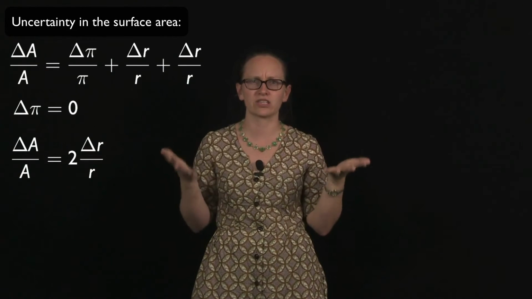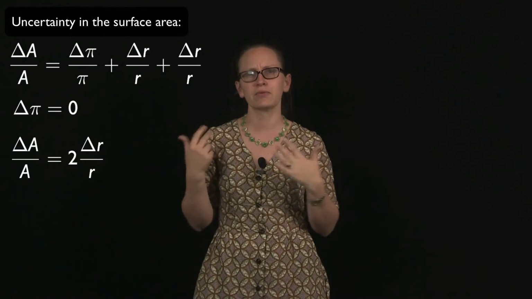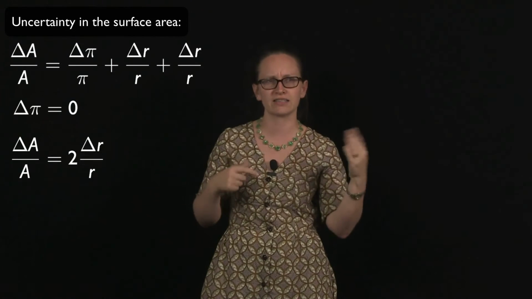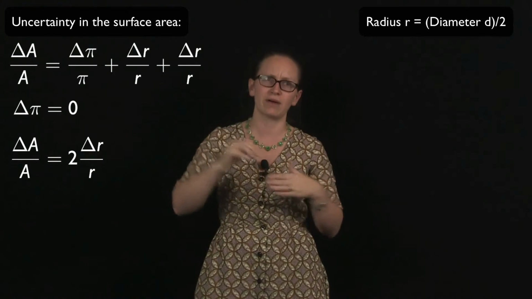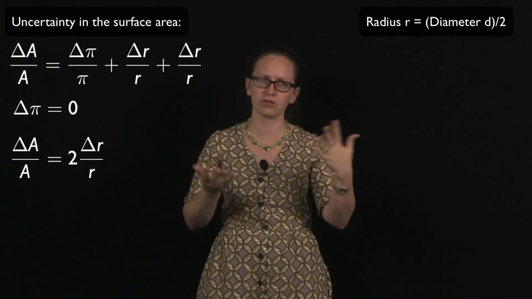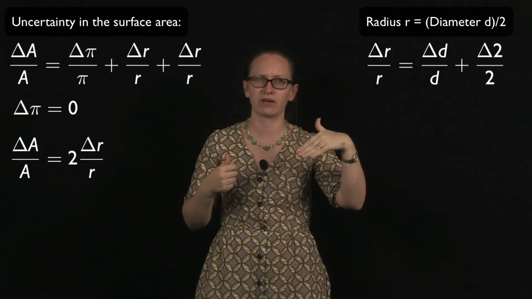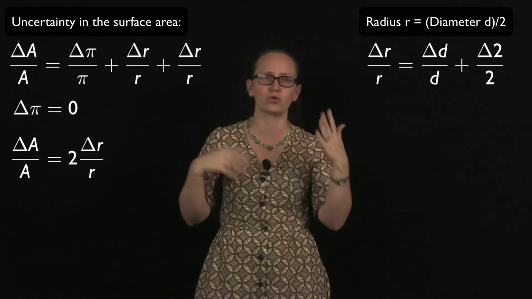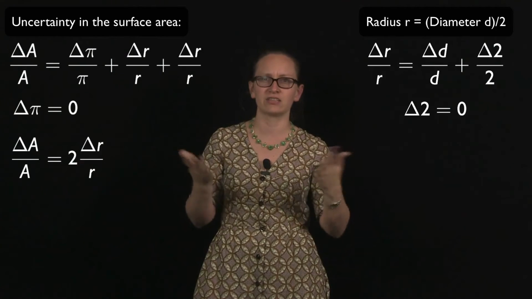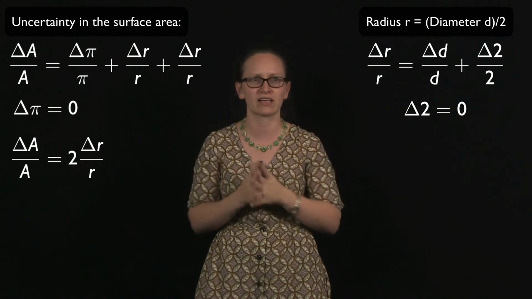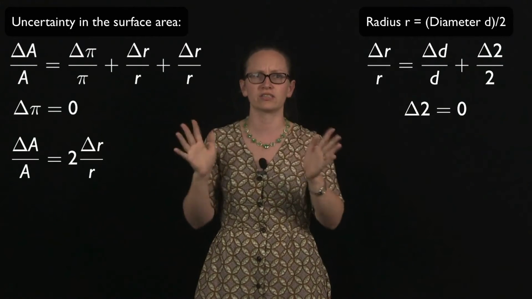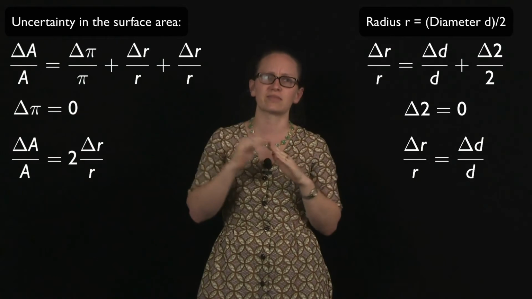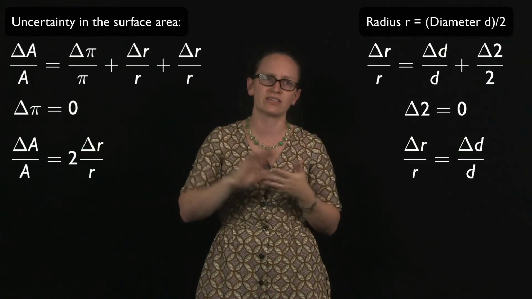So we've now got our uncertainty in terms of the radius. But what we actually measured was the diameter rather than the radius. So the radius is equal to the diameter divided by 2. And so just using that rule again, the uncertainty in the radius over the radius is equal to the uncertainty in the diameter over the diameter plus the uncertainty in 2 over 2. But there is no uncertainty in 2. It's an integer and everybody knows exactly how big it is. So the uncertainty in 2 is 0. So the uncertainty in R on R is the same as the uncertainty in the diameter over the diameter.